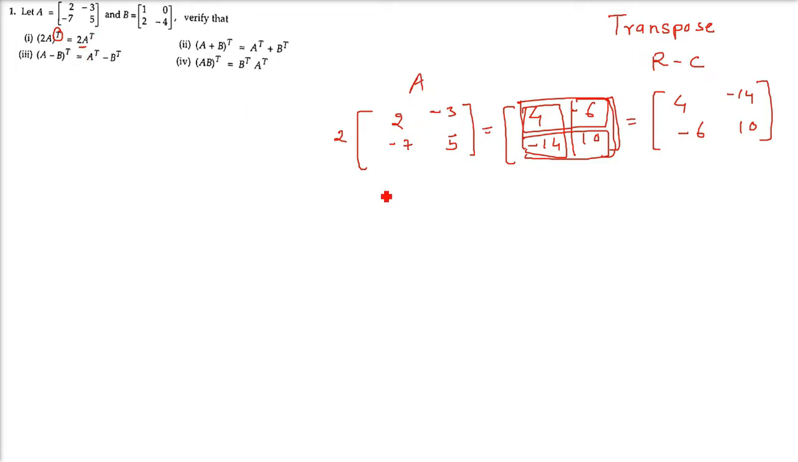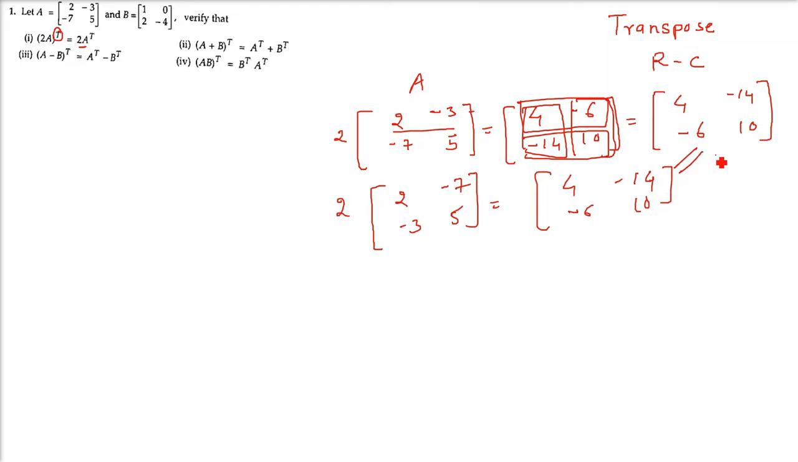So this is 2A transpose. Now let us see A transpose. So 2 and -3 will be the first column, -7 and 5 will be the second column. Now take twice of this A transpose. So 4, -6, -14 and 10. So what do you get? Did you get these two equal? Yes, they are equal. So hence proved.